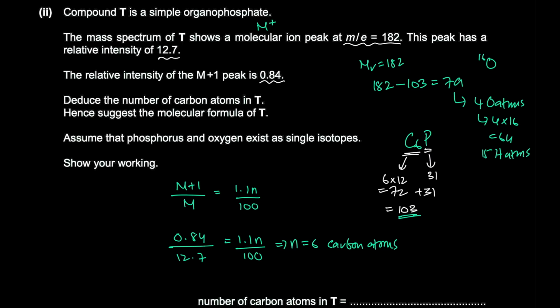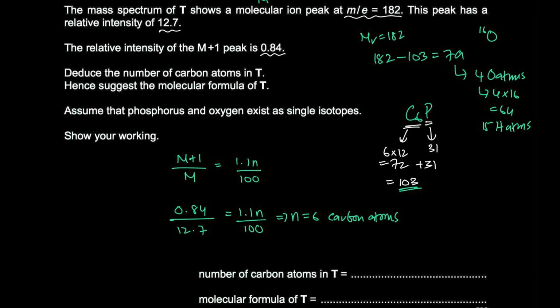So the molecular formula is C6, we have 15 hydrogens, so H15, we have 4 oxygens, so O4, and then we have a phosphorus. And the number of carbon atoms is just 6.